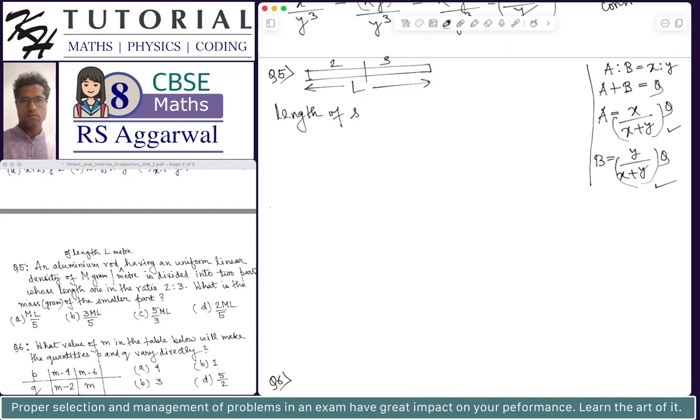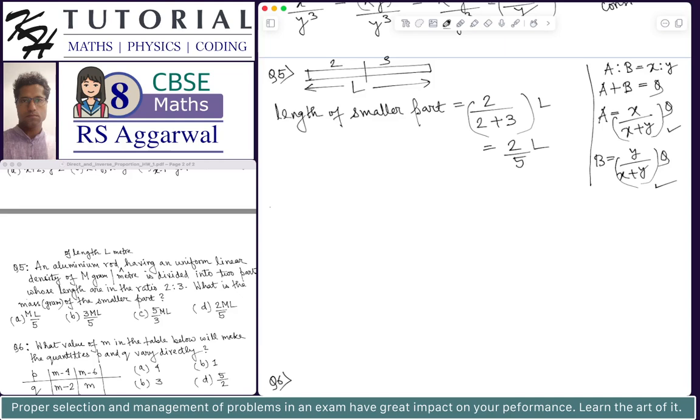Length of smaller part is equal to, since the ratio is 2 is to 3, so the part 2 will definitely correspond to the smaller part. So the length of the smaller part will be 2 divided by 2 plus 3 and multiplied by L, since L is the total length of the rod. So this is equal to 2 by 5 L. So the length of the smaller part is this.